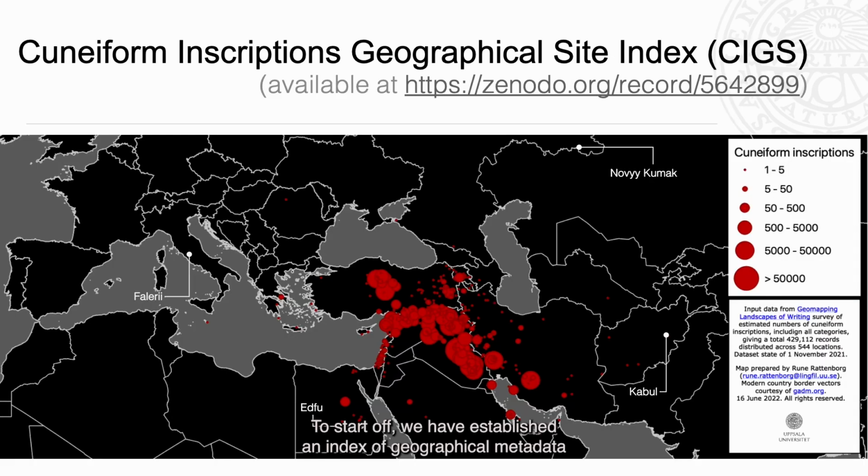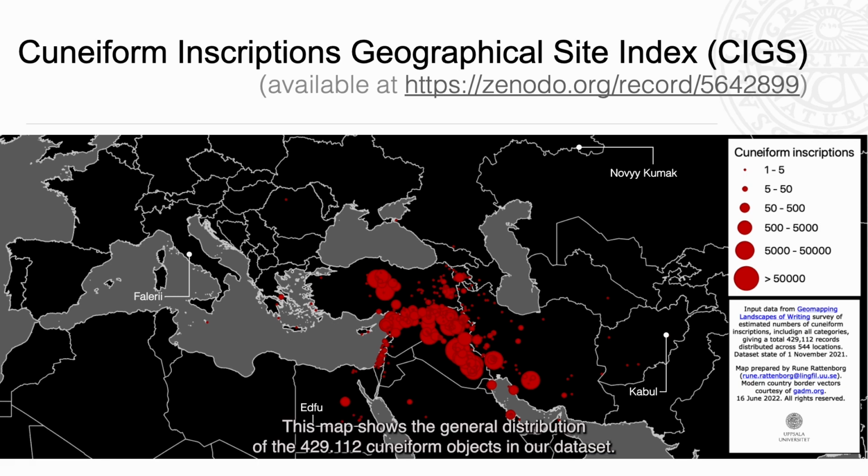To start off, we have established an index of geographical metadata for all sites where cuneiform texts have been found. This Cuneiform Inscriptions Geographical Site Index, CIGS, contains data such as ancient name, modern name, and the precise location for more than 550 archaeological sites, and it is freely available online for download in a range of different formats.